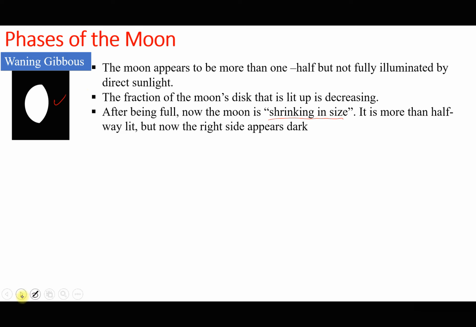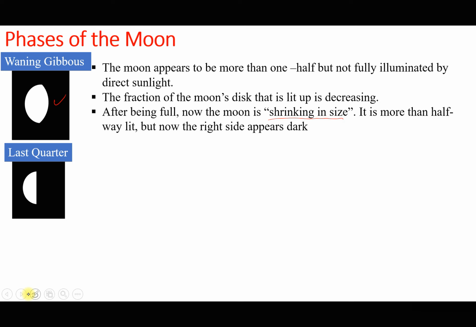Then after the waning gibbous, we now have what we call the last quarter. Remember, it is now the left hand side which is being lit up, and the right hand side is dark.